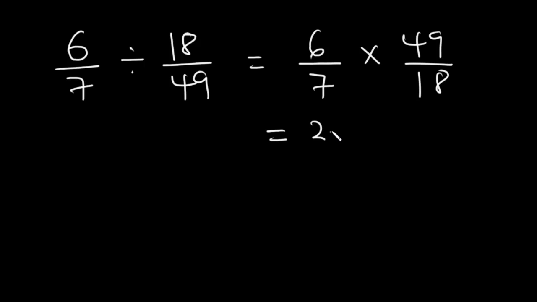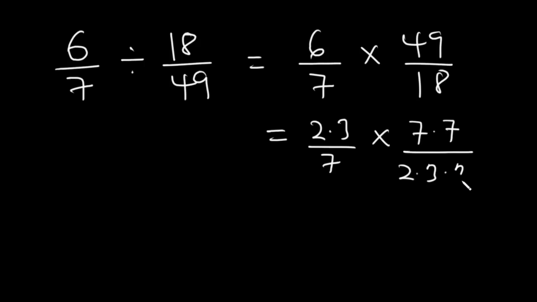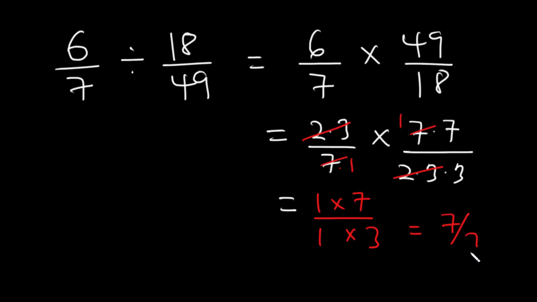6 is equal to 2 times 3 and then 49 is equal to 7 times 7 and 18 is 2 times 3 times 3. Now 2 times 3 cancels 2 times 3 and then 7 cancels 7. So it's going to be 1 times 7 divided by 1 times 3, which is equal to 7 over 3. So 6 over 7 divided by 18 over 49 is equal to 7 over 3.